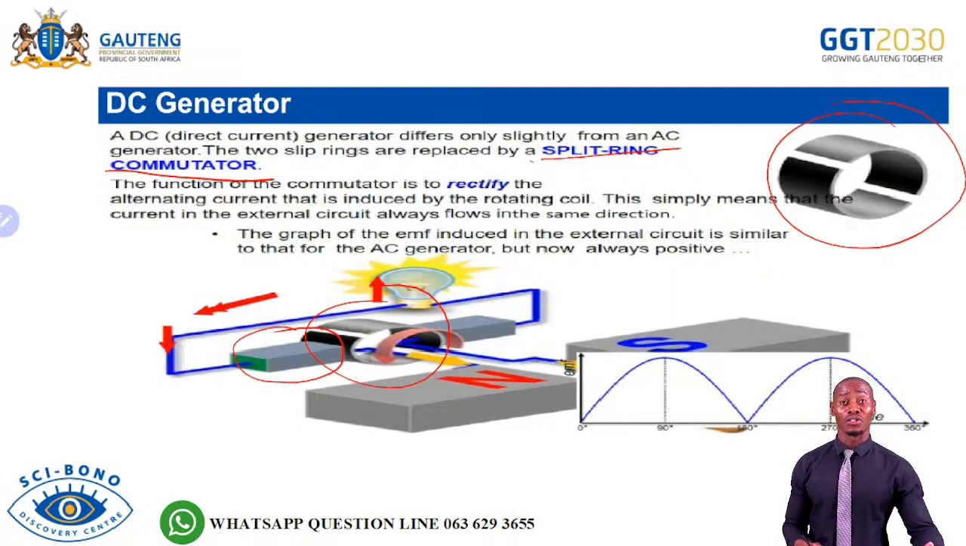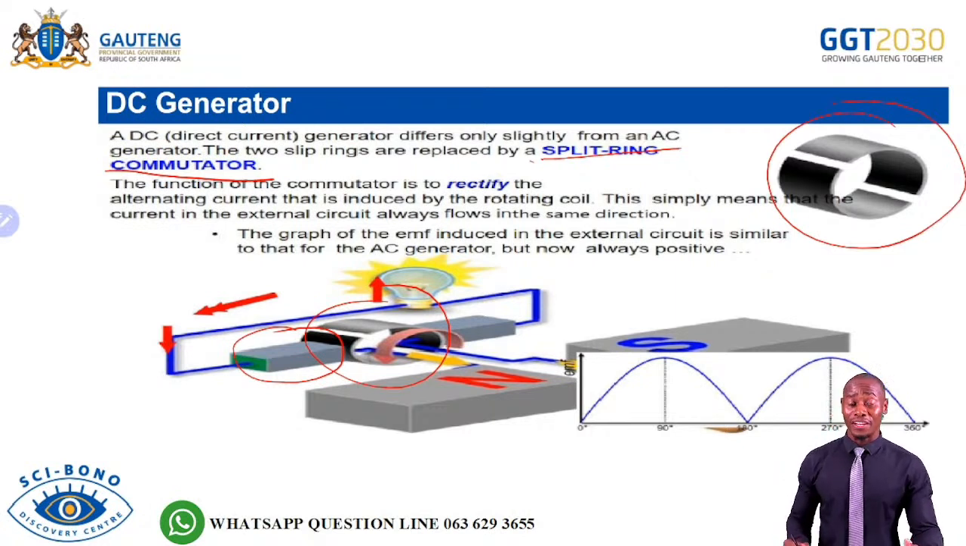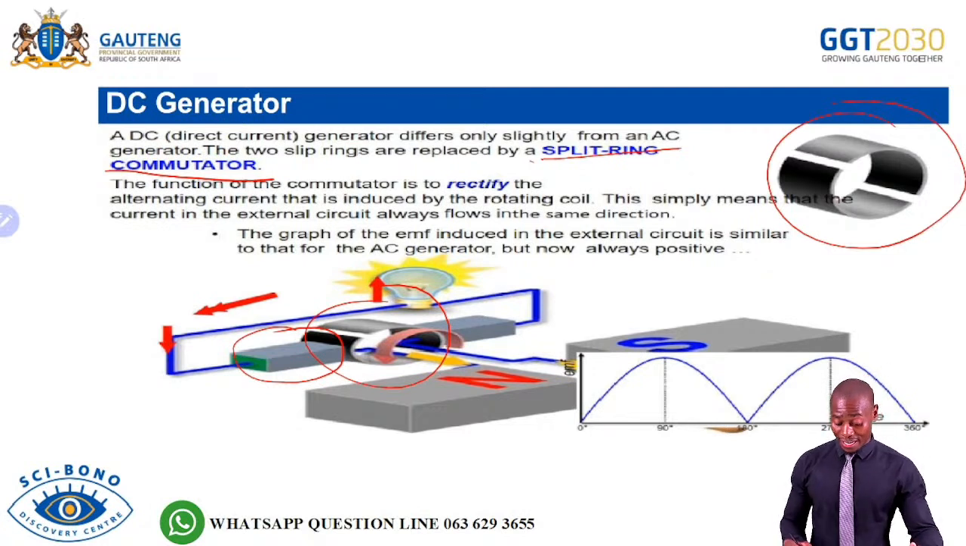So the position of the coil here, we all know now that the coil is in the vertical position. So it's vertical position, horizontal position, maximum EMF. And then vertical position. Because of the split ring, the current won't change direction. All right. Then you have horizontal position, maximum EMF, and then vertical position, and here we are going to have minimum EMF.